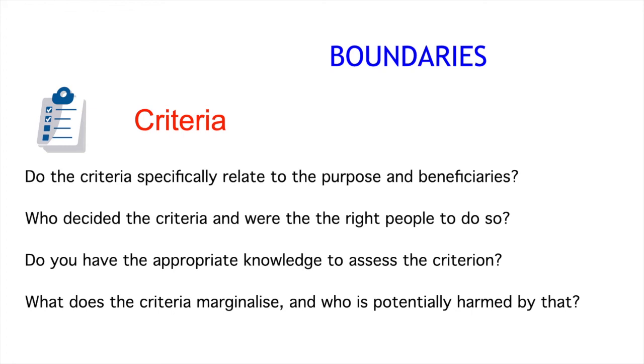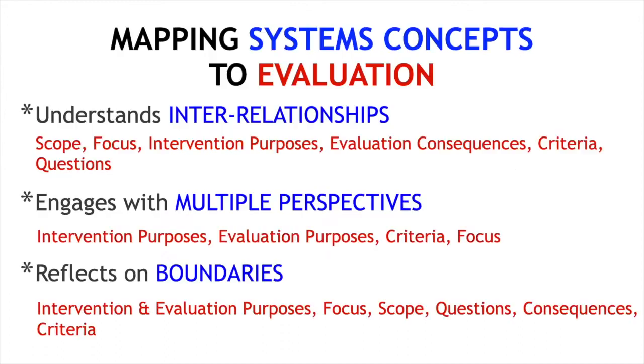So you need to ask the questions, do the criteria specifically relate to the purpose and beneficiaries? Who decides the criteria? Were they the right people to do so? Do you have the appropriate knowledge to assess the criterion? And what does the criteria marginalize, and who is potentially harmed by that? So this is the whole shebang.